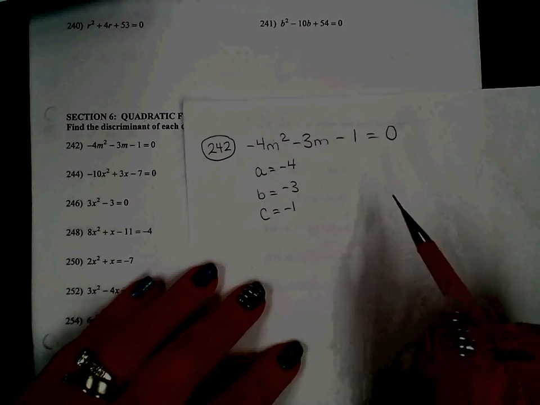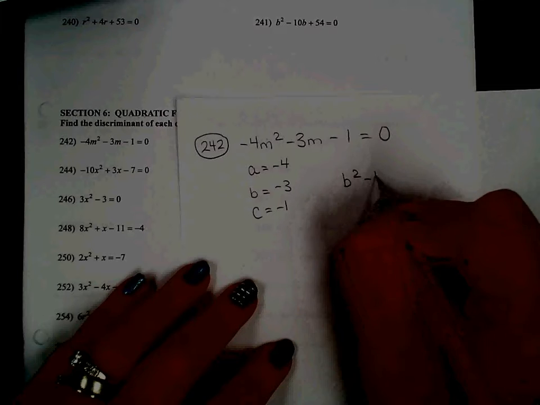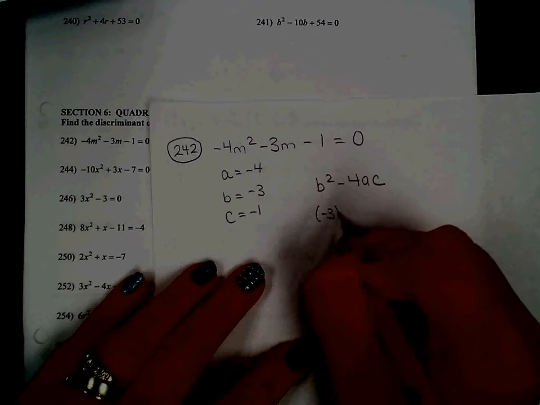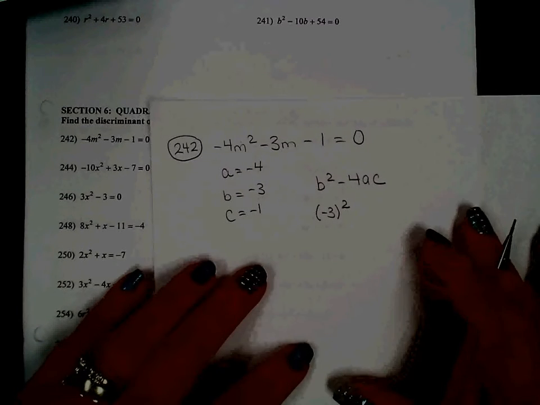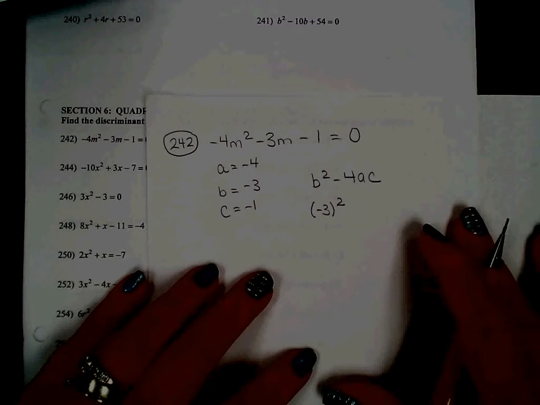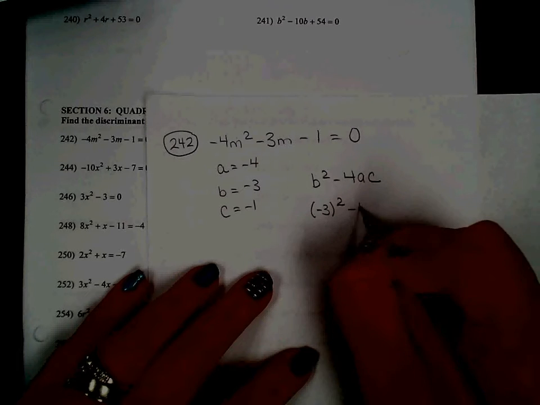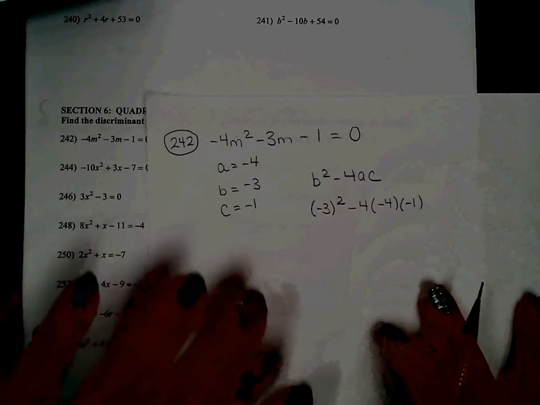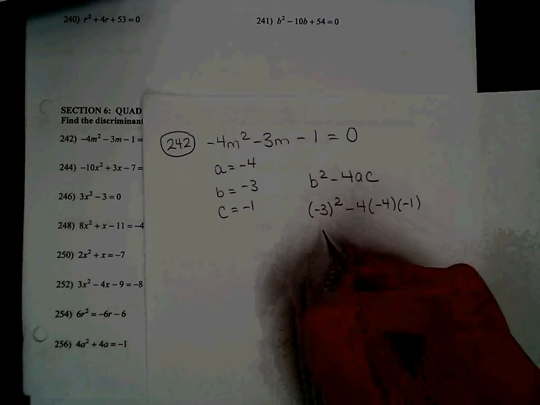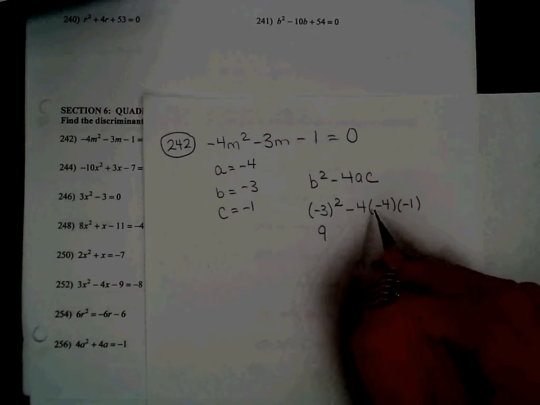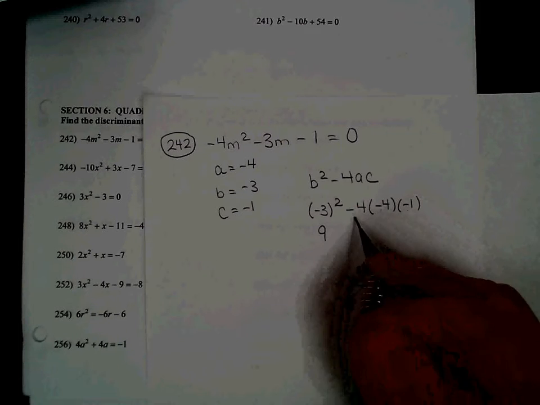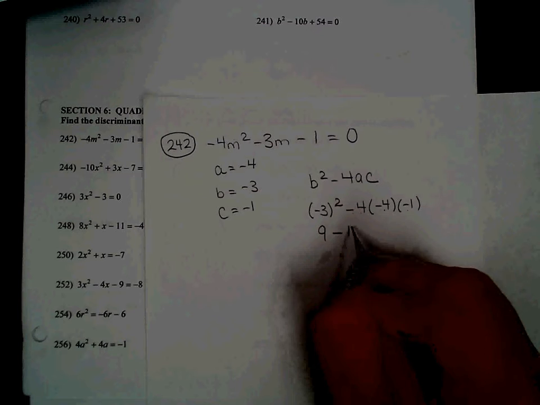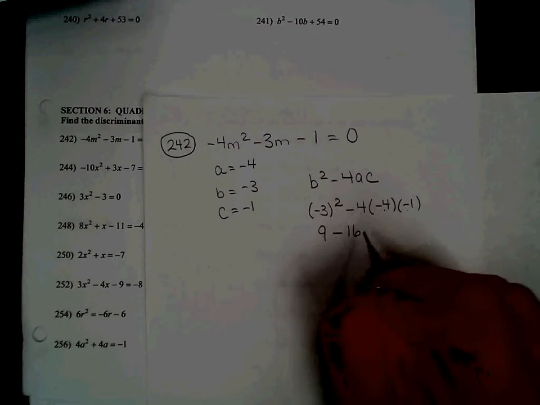Okay. So the first thing I do is find the discriminant by writing b squared minus 4ac. So that's going to be -3 squared. If you're punching it on your calculator, you got to use parentheses, or otherwise you'll get the wrong answer. Minus 4 times a times c, and I work that out. -3 squared is 9. -4 times -4 times -1. 3 negatives make a negative. 4 times 4 is 16 times 1 is 16. 9 minus 16 is -7.